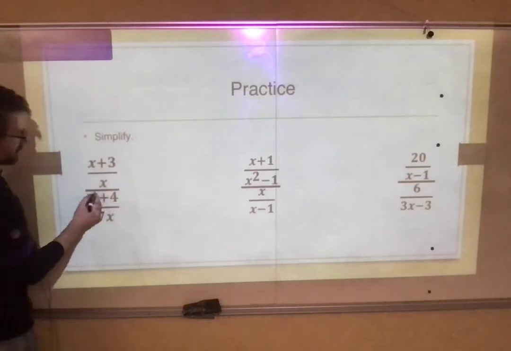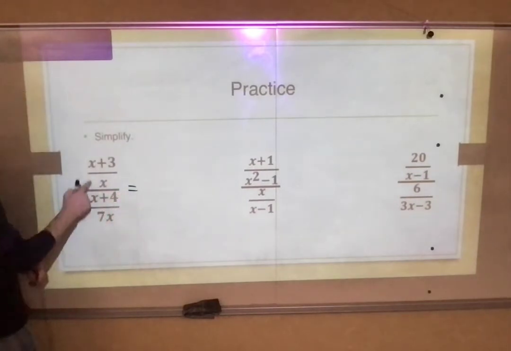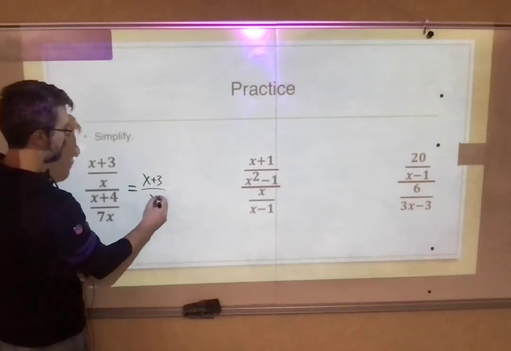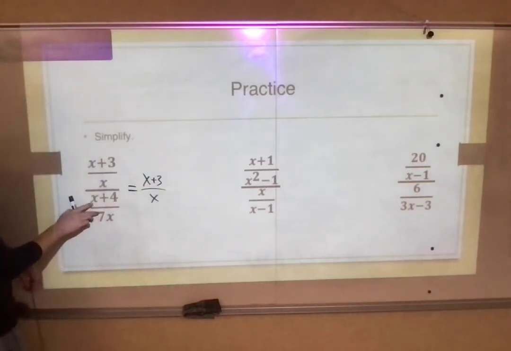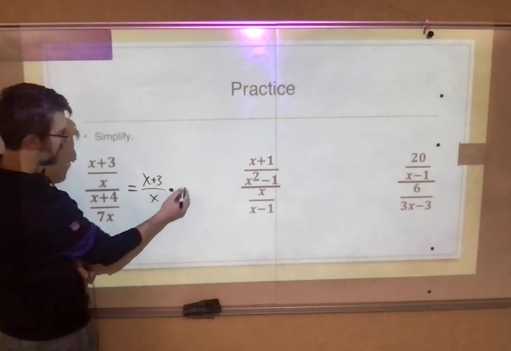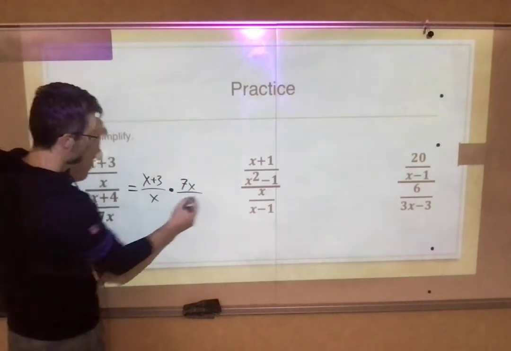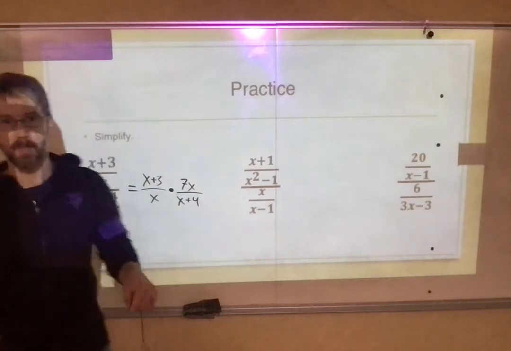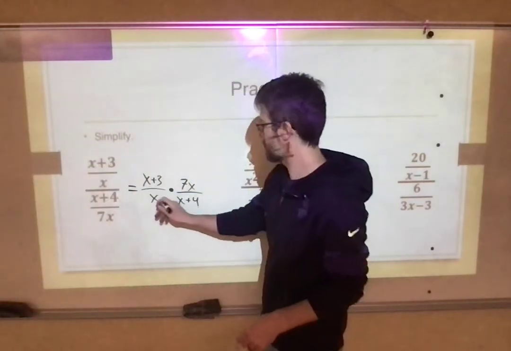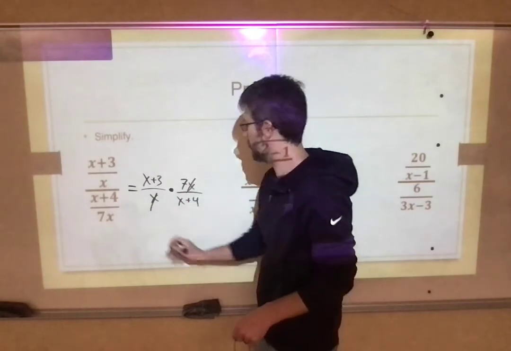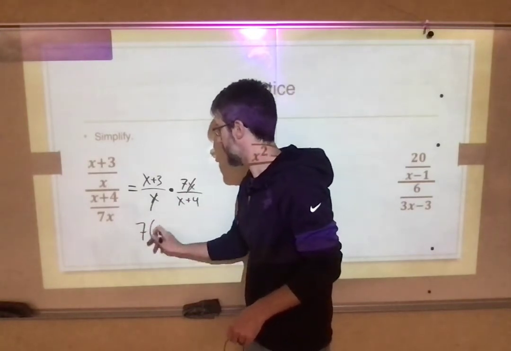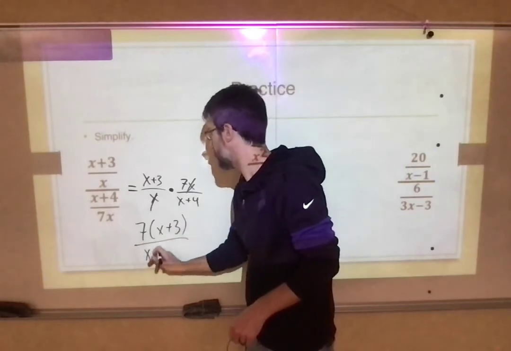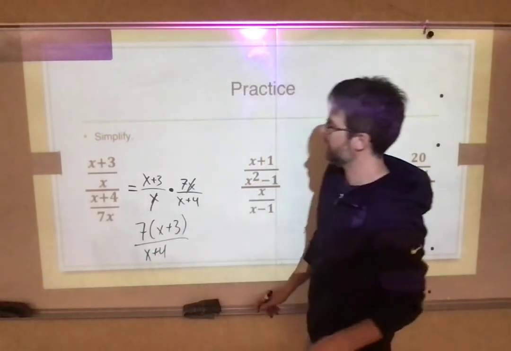Okay, so this one, we will keep the top as x plus 3 over x. We will flip the bottom one, multiply by its reciprocal. That's going to be 7x over x plus 4. Now, what is common on the top and bottom that cancels? The x's cancel. And what I have left, 7 times x plus 3 for my numerator, and x plus 4 for my denominator.